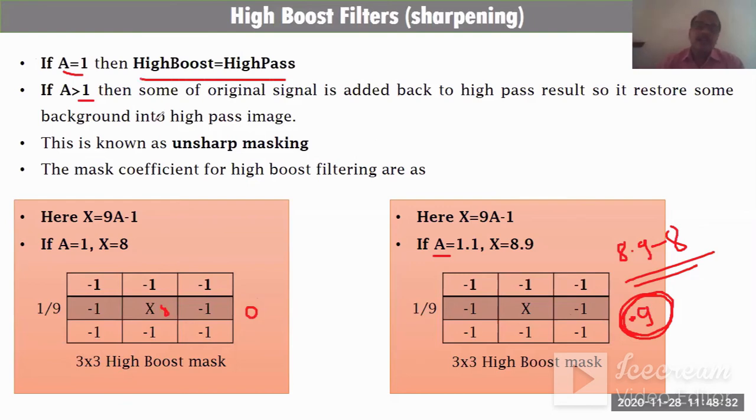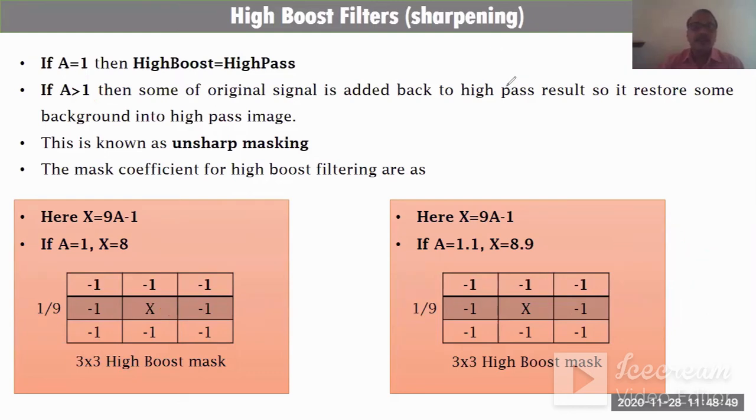So if a is greater than 1, that is called as unsharp masking. So that is called as a unsharp masking. So this is nothing but high pass filter. हा जो आहे, so sorry, this is high boost filter. तर ह्या पद्धतीने हाय बूस्ट फिल्टर आपण वापरू शकतो.